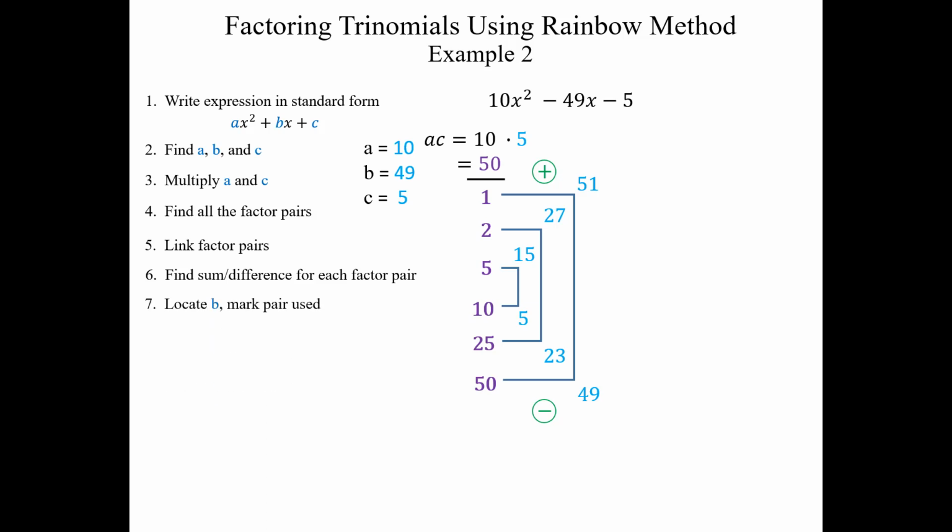So let's locate B and mark the pair used. So we see here in our list of A, B, and C that B is a 49. So we look along the corners and we find the 49 here at the bottom where we used 50 and 1.